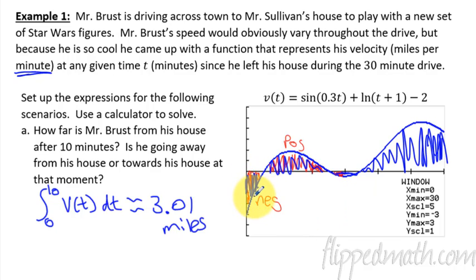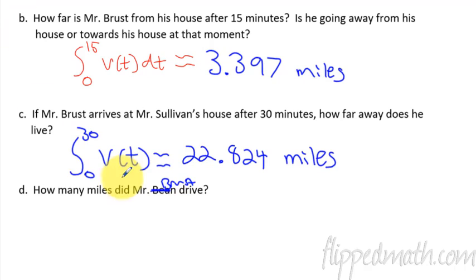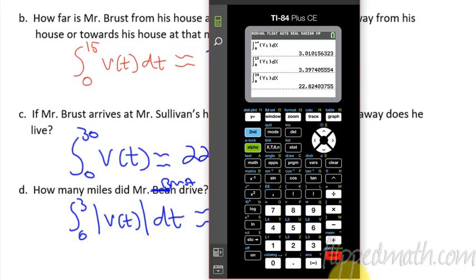So these negatives need to become positive. The way you do that is we're going to put some absolute value around it. So let's plug this in. We're going to go from 0 to 30, but this time we want the absolute value of v of t dt. Okay, so this is how we set that up, and then we're going to say that is approximately.